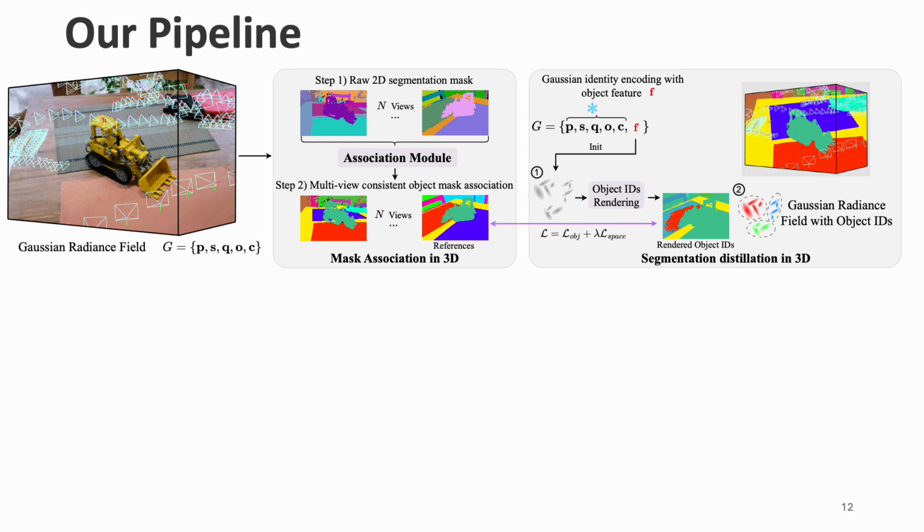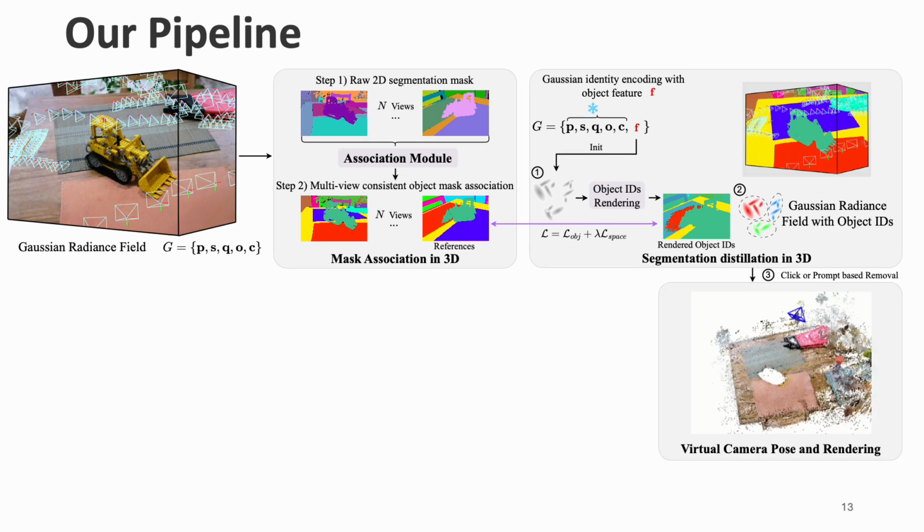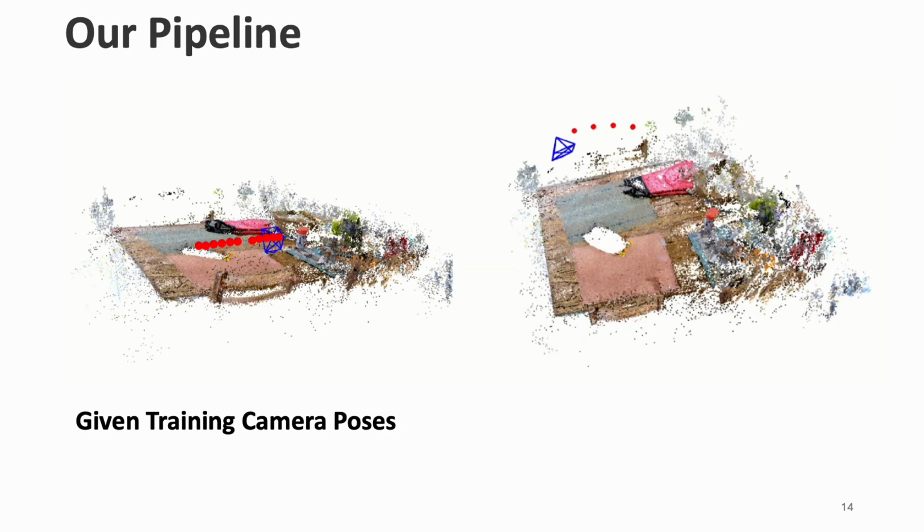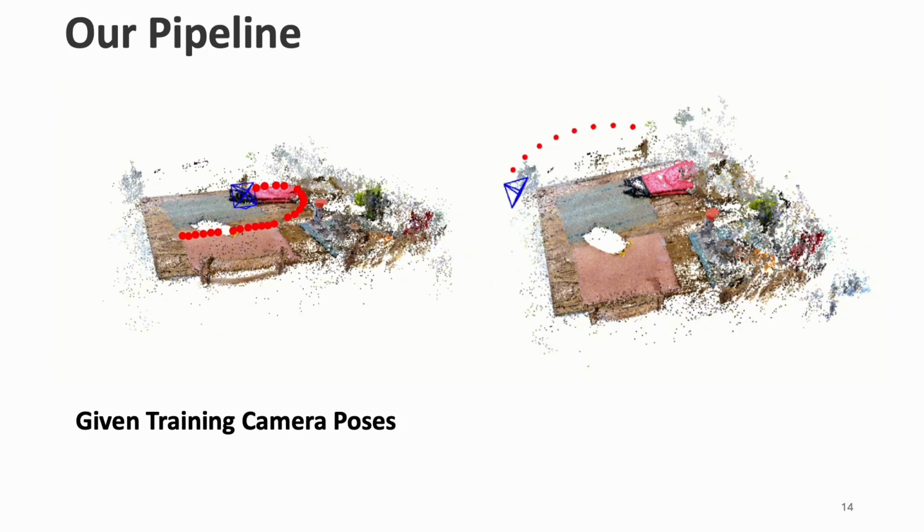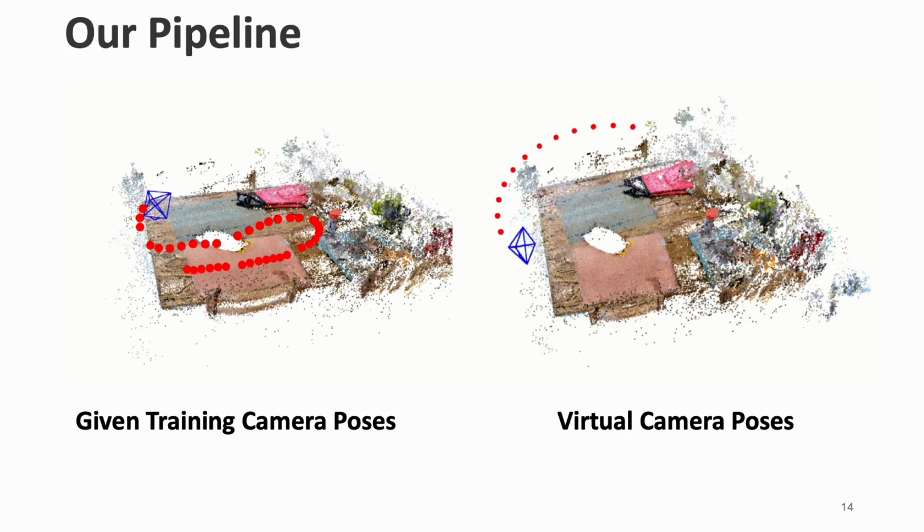Once we have consistent IDs, we can remove target objects directly. To recover the missing regions, we generate virtual camera trajectories around the removed object so that we can reveal previously unseen areas. Unlike prior methods which rely only on the original training views, often sparse and discontinuous, our object-centered virtual views create smooth transitions which are crucial for reliable inpainting.